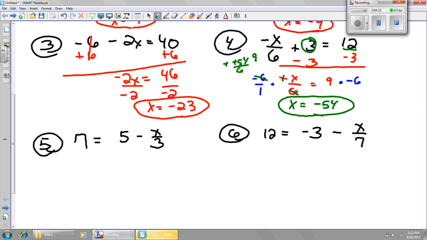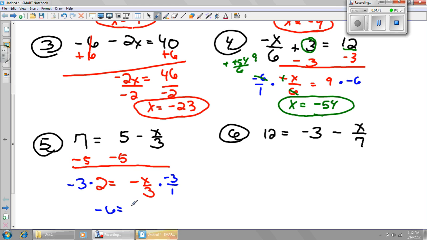All right. So I'm going to get rid of the 5 first. It's a positive, so I'll subtract 5 from both sides. And I'll get 2 equal to negative x over 3. If you were paying attention to the last problem, you know I'm going to multiply by negative 3 on both sides. And I'll get negative 6 equals x.